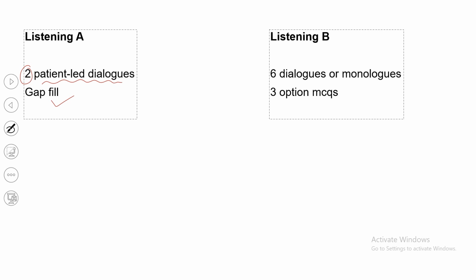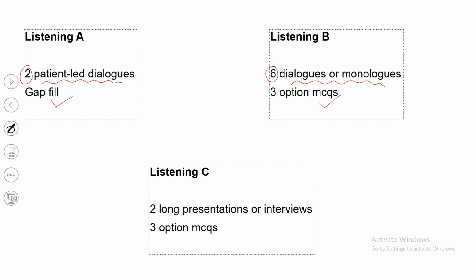Okay. Now let's look at listening part B. You will be listening to 6 dialogues or monologues, and the question type is 3 option multiple choice questions. And listening part C, you're going to listen to 2 long presentations, or it could be interviews, and again the question type will be 3 option multiple choice questions.